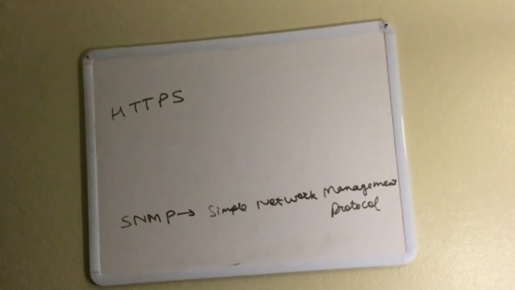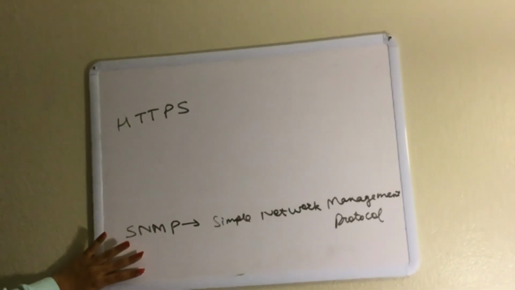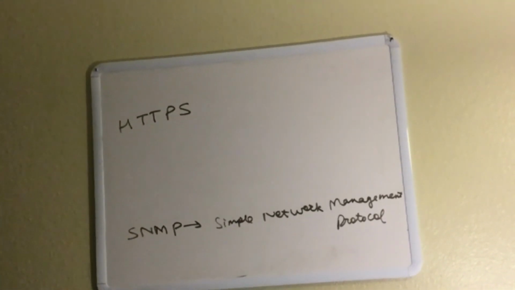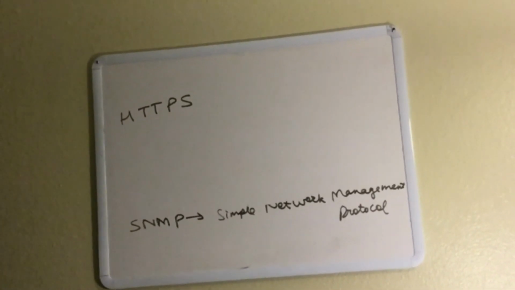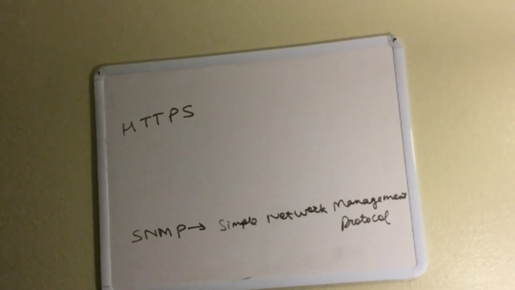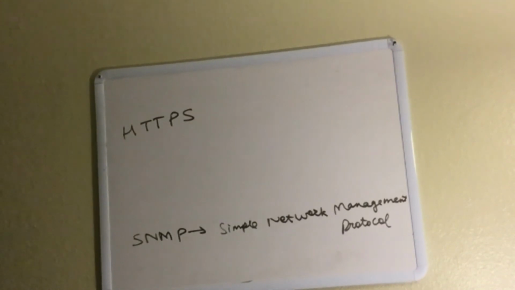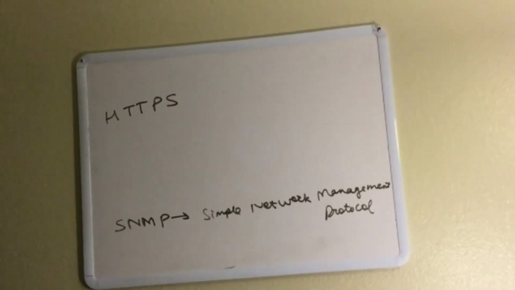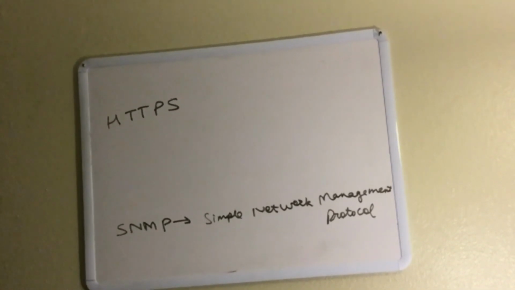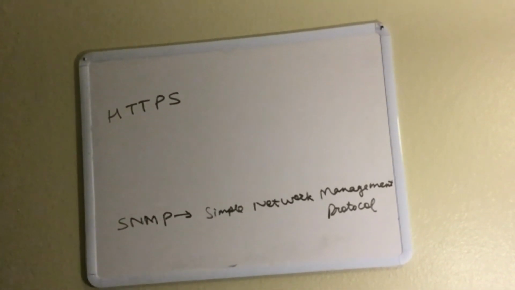Now we're going to move on to another protocol. It's called SNMP, which is Simple Network Management Protocol. This basically monitors the network. It is a set of standards for network management that includes an application layer protocol, database schema, and even data objects. It basically resolves the network to traps or communities.